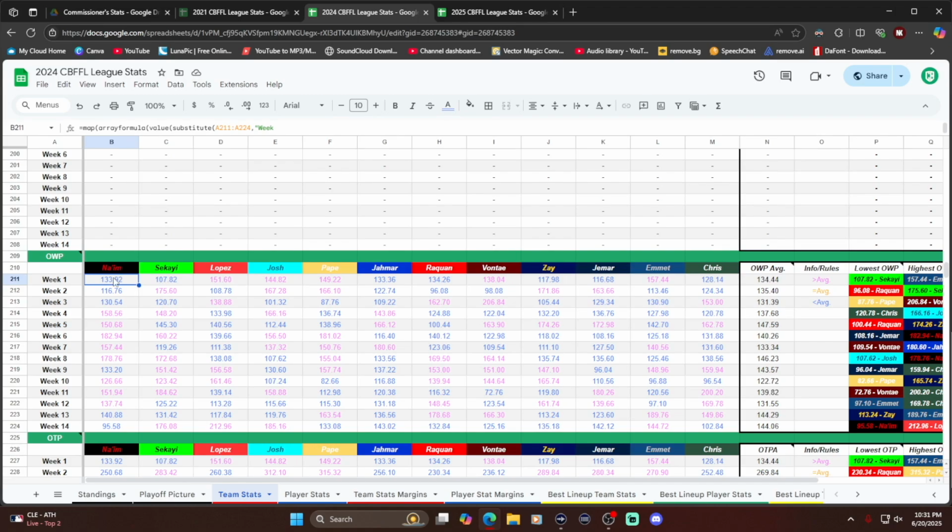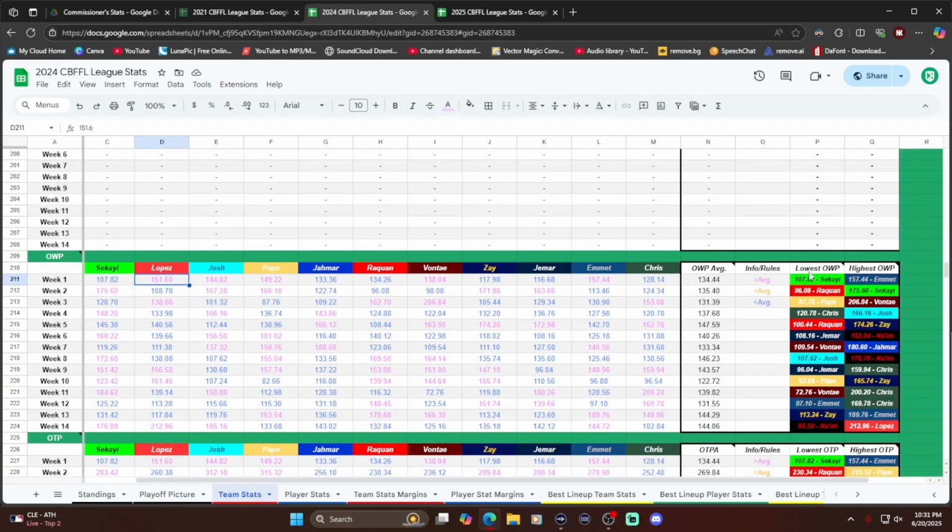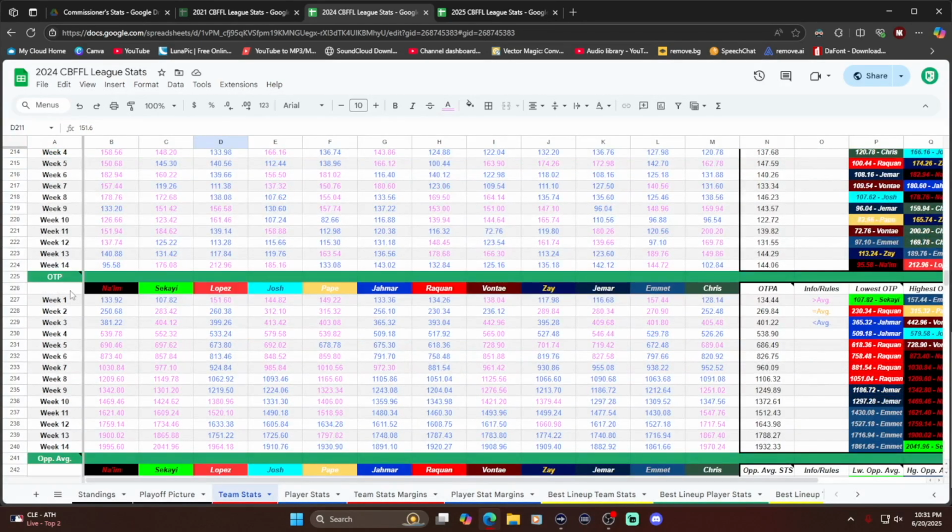So this was actually from Lopez, 133.92. That's below the 134.44. Lopez, he had 151 dropped on him, which is above the 134.44. And this just shows you the highest and lowest opponent weekly points. And it shows your opponent's total points.